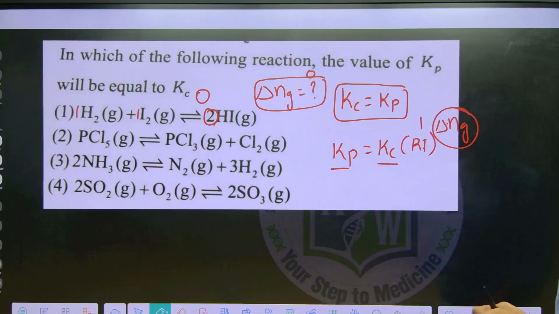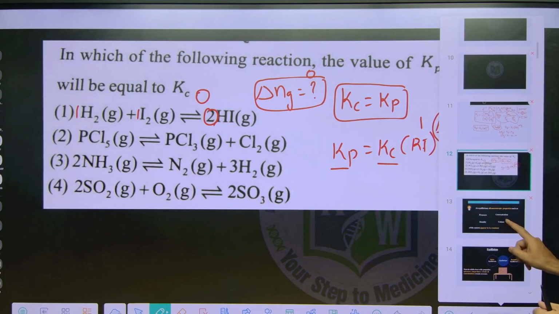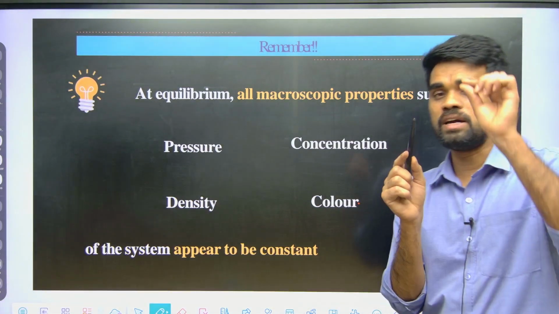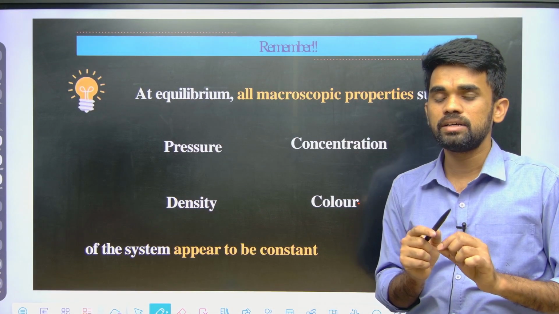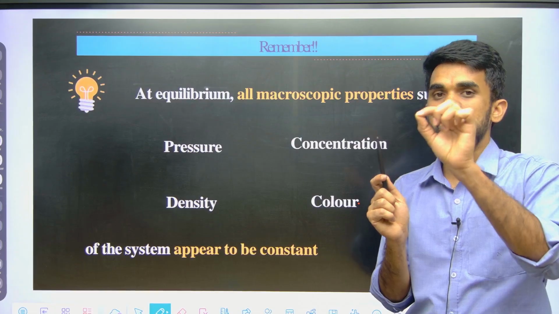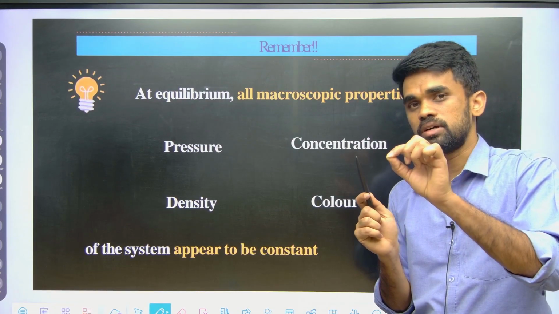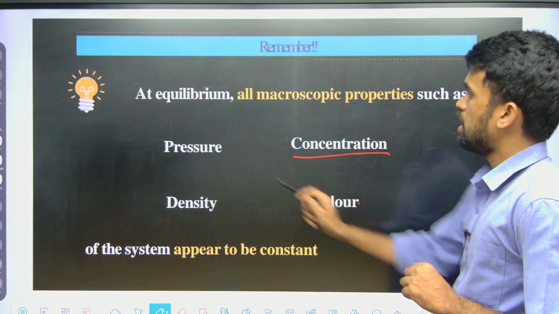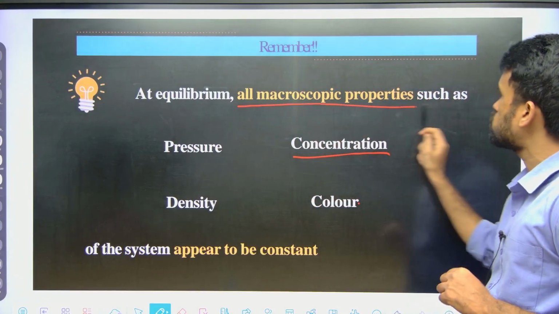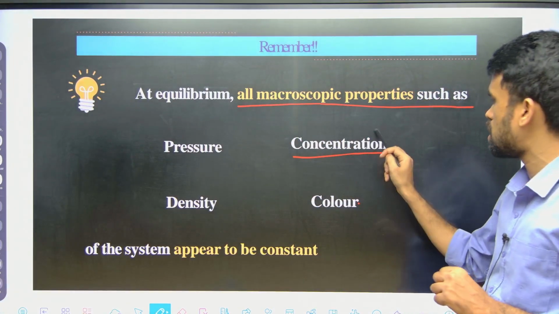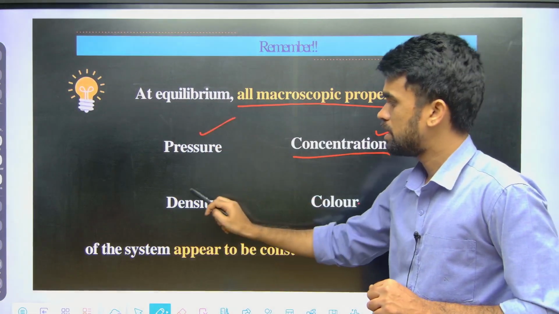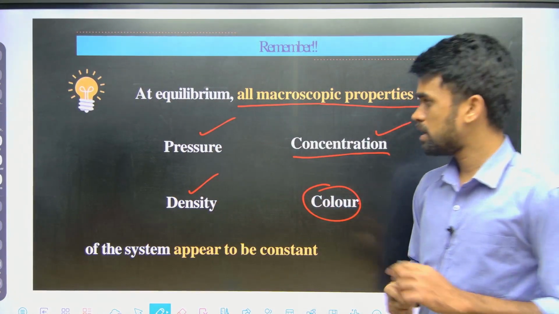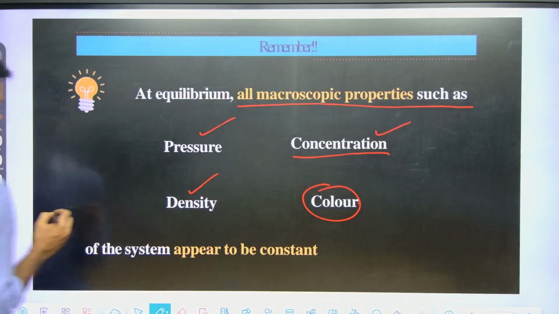Okay. Next thing, at equilibrium, when I was drawing those graphs, I told you that once the equilibrium point is attained, the concentration remains constant for both reactants and products, right. So not only the concentration, at equilibrium all macroscopic properties such as concentration, pressure, density and even color will remain constant. Okay, for example, look, I am giving one reaction.